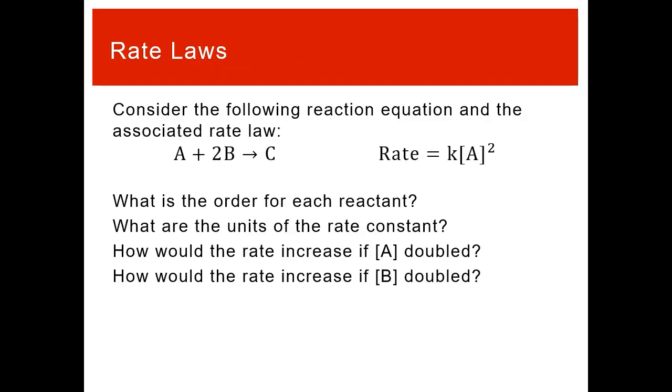All right, let's look at an example now of analyzing rate laws. Consider the following reaction equation and the associated rate law. I have A plus 2B becomes C, and the rate is equal to K times the concentration of A squared. I got a couple questions I want to know. What is the order for each reactant? What are the units of the rate constant? How would the rate increase if the concentration of A doubled? How would the rate increase if the concentration of B doubled?